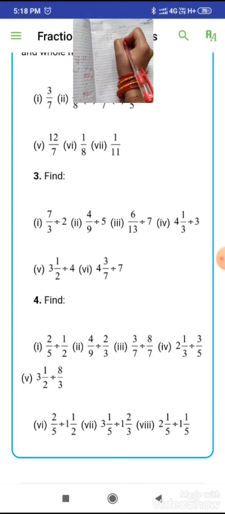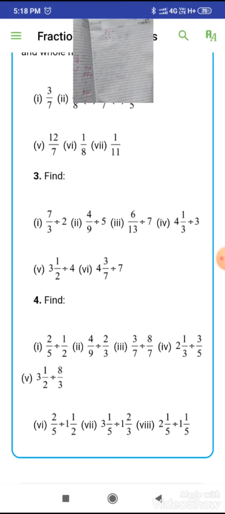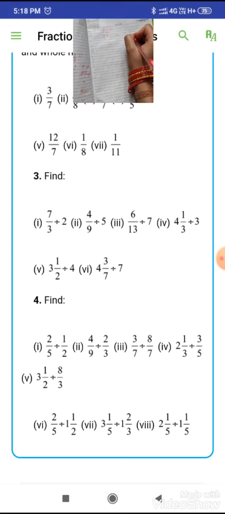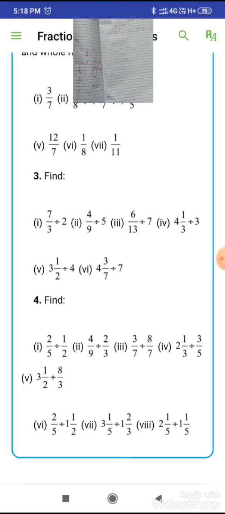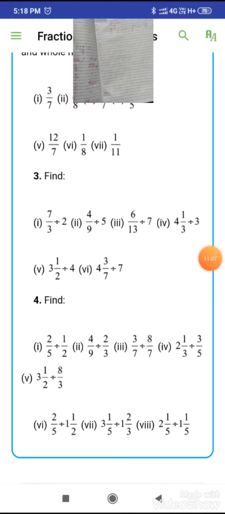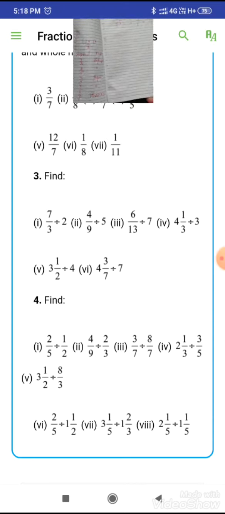Now simply multiply these two fractions and we have 7 upon 6 as our answer. And we can also convert this improper fraction into mixed fraction, and our final answer is 1 whole 1 by 6. You can solve rest of the part of this question by yourself, and we move to our next question, question number 4.